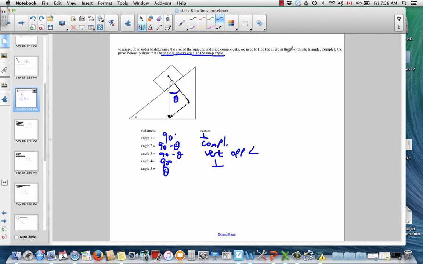The angle is always equal to the ramp angle. And then that means that we can find the components. This component here, this squeeze component, that's the adjacent side, so that will be a cos theta. And then this slide component is an opposite side, so that will be a sine theta.